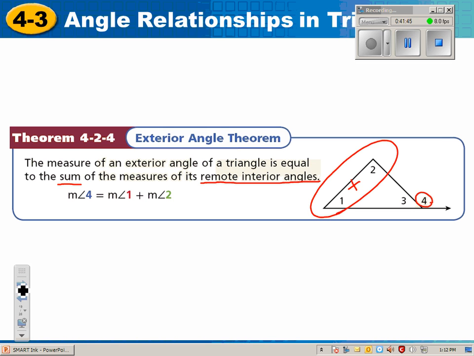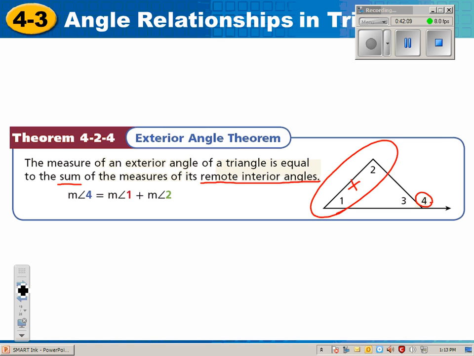So now look at what we have. What allows me to combine these two equations to say measure of angle 1 plus measure of angle 2 plus measure of angle 3 is now equal to the measure of angle 3 plus the measure of angle 4? Transitive, good. If I have the exact same thing on one side, I can combine them. So this is now equal to this.